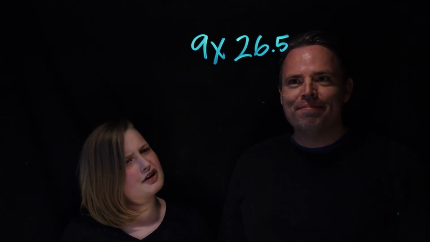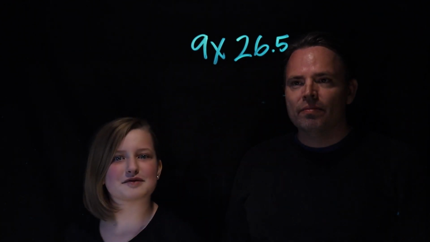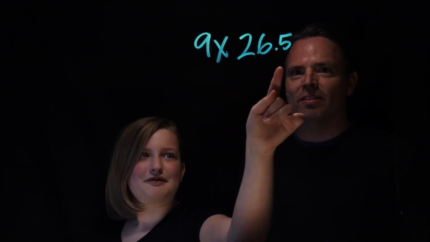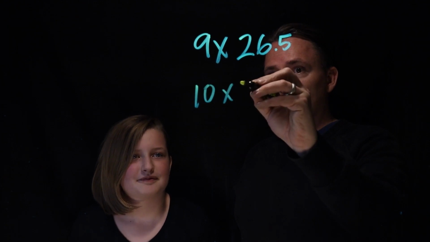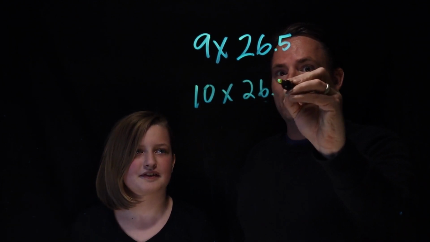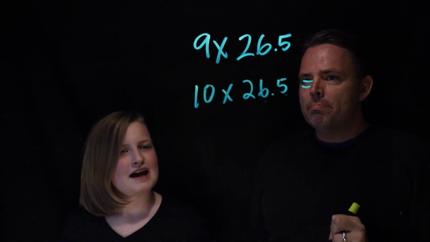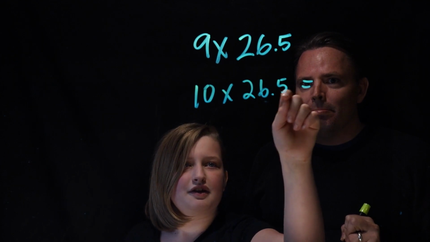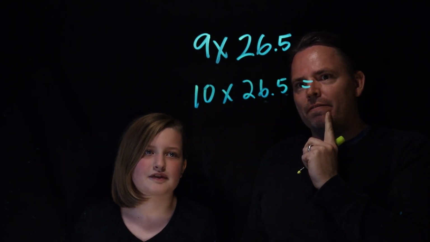Sure. So Mark, instead of doing 9 times 26.5, I want to do 10 times 26.5. So you want to think about this as 10 groups of 26.5 instead of 9 groups of 26.5. Why? Because now we only have to move that little dot that you call a decimal over. So what is 10 times 26.5?